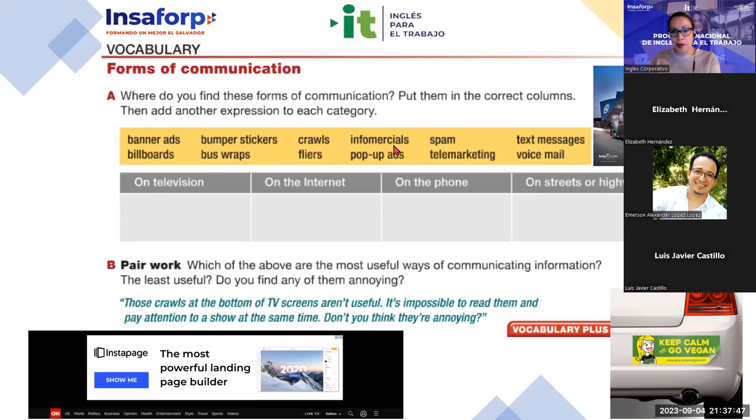Where do you find these forms of communication? Put them in the correct columns and then add another expression to each category. What are the categories? We have on television, on the internet, on the phone, on streets or highways. You're going to classify them into each of the categories that you have in the gray chart, and you can also add one more. I'll give you time for this. You will probably have to do some research about the vocabulary and learn some new words. You can work on that in your notebook. We'll check later.